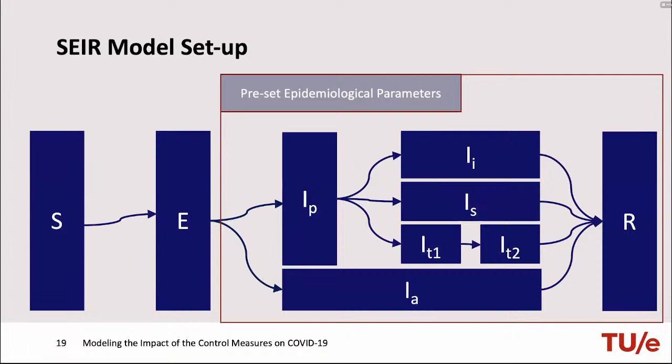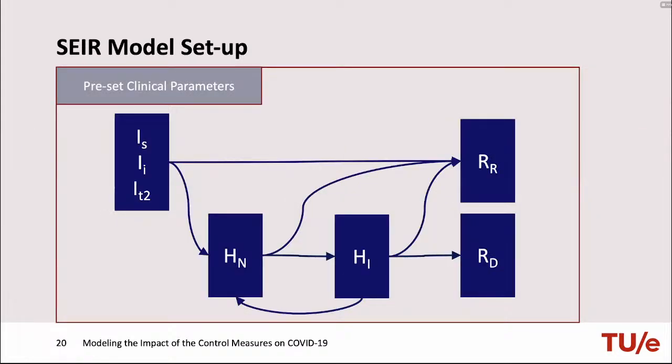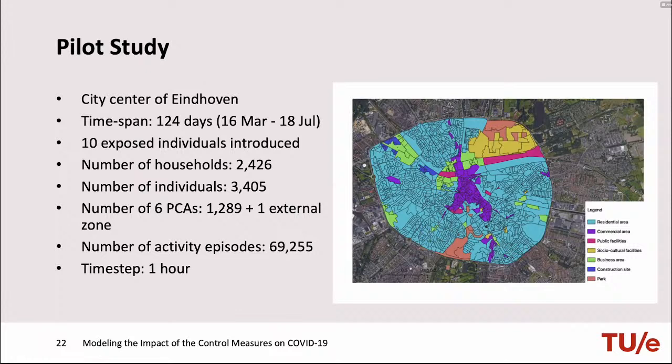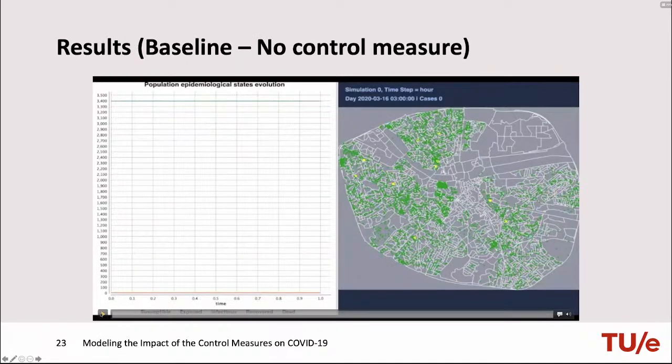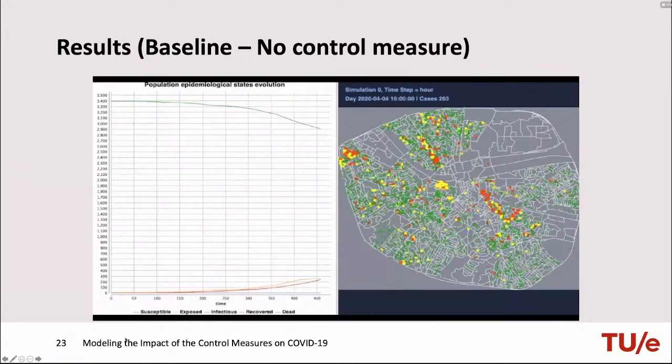While for the second, epidemiological part, we have used default parameter values in CommonKit. And there is also one part to calculate the number of hospitalizations and deaths, which are clinical parameters. We've also used the default parameters in CommonKit. So as a pilot study, we first tried the model for the city center of Eindhoven in the Netherlands, which covers around 3,000 individuals with 2,000 households. And this is a result of the baseline scenario without a control measure, which is baseline.